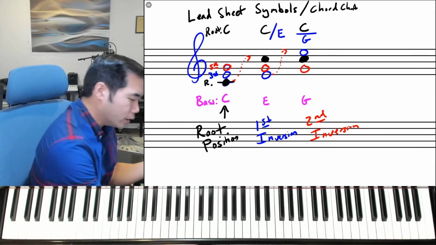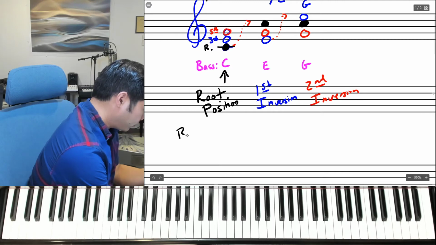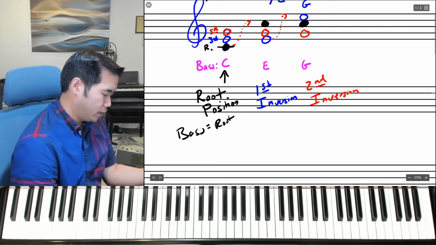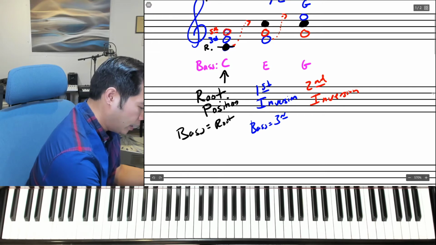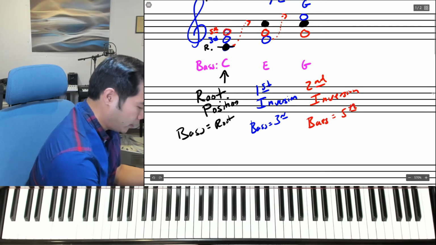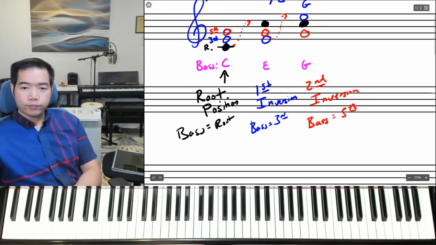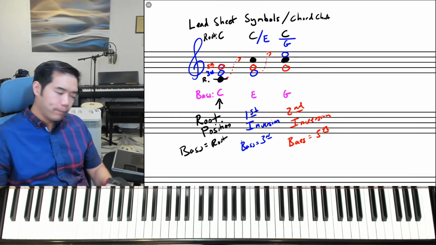So how can you remember this? Well, very easily. It's all about the bass. If the bass is the root, it's root position. If the bass note is the third, it's first inversion. If the bass note is the fifth, it's second inversion. Just like that. And that's actually what it means.